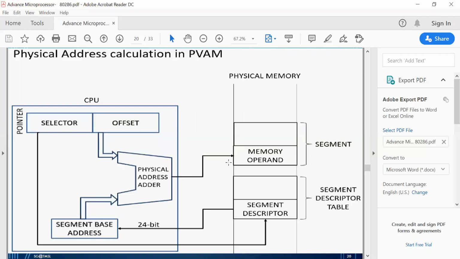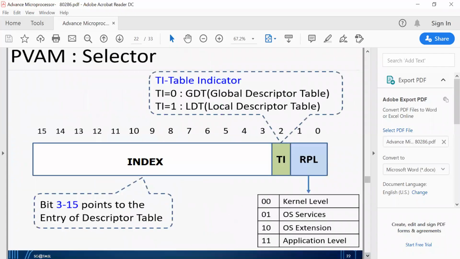And here, the descriptors are automatically referred to by the CPU when a segment register is loaded with a selector. So it is automatically referred to by the CPU. In this way, the physical address is calculated in protected virtual address mode.